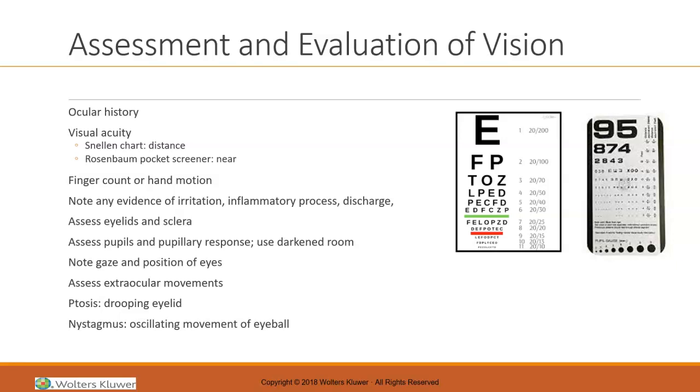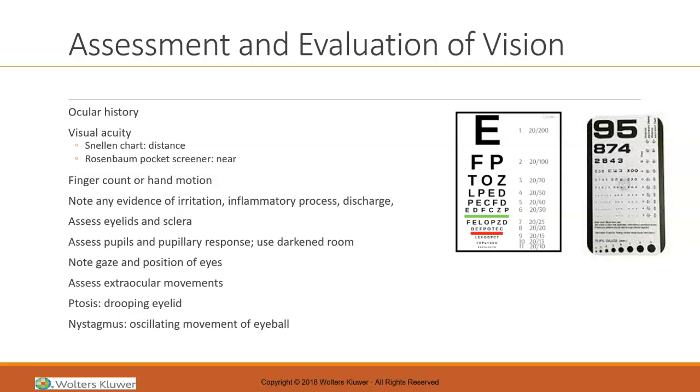For smaller children, rather than having the letters, you may see pictures, like a pictorial view of the Snellen chart, because they don't know their letters, but they know what a boat is, or a house is, or a cat is, for example.